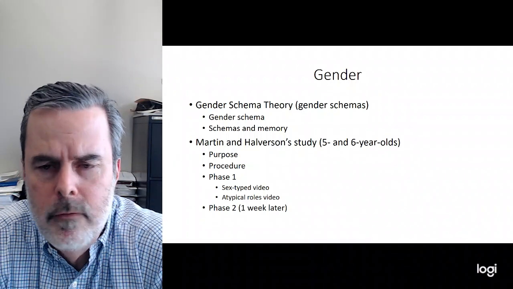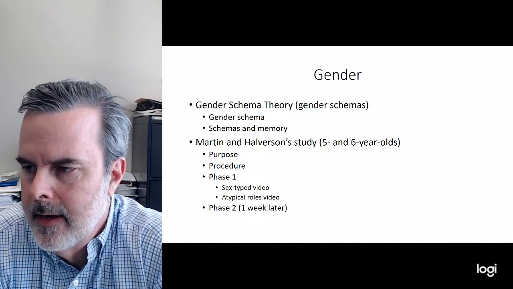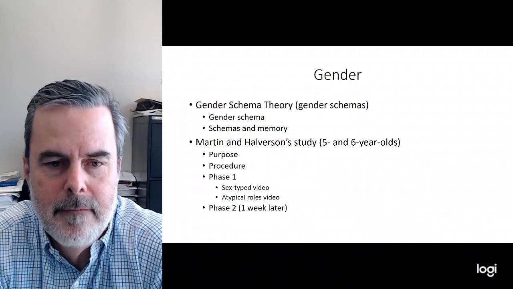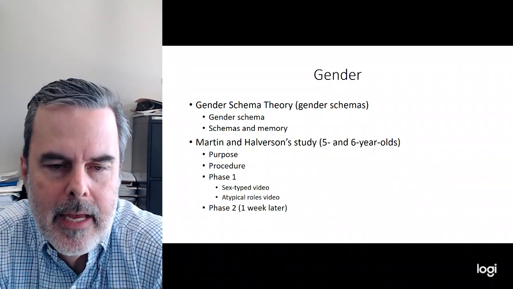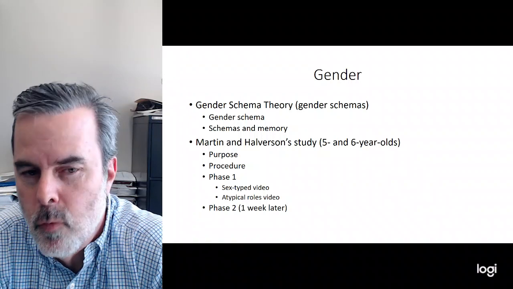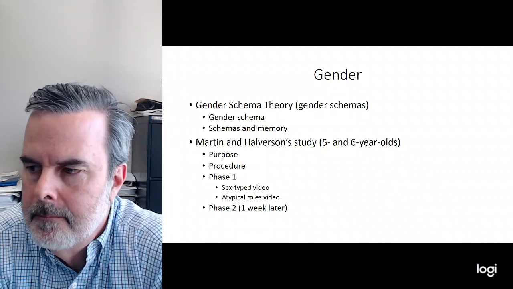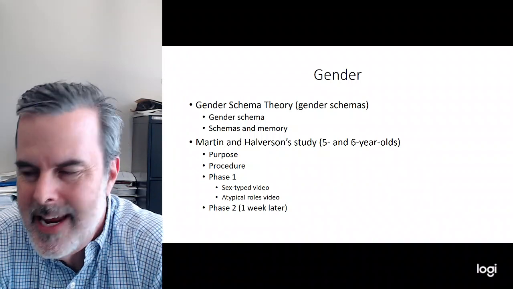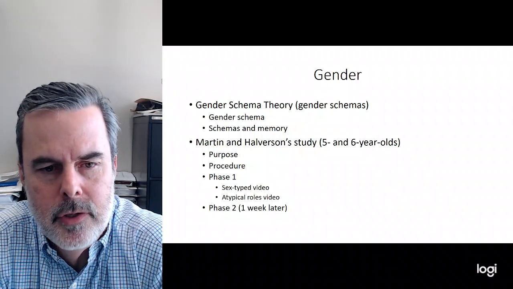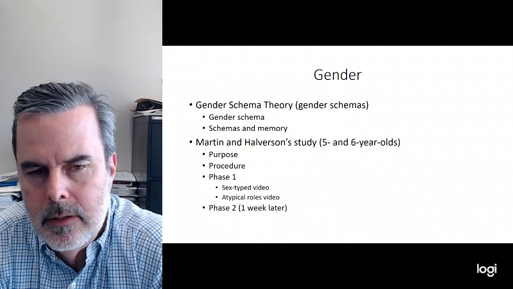So there were 2 phases in the study. I've labeled them phase 1 and phase 2 appropriately. In the first phase, the kids were shown a video of a man and woman playing different roles. And there were 2 conditions which played 2 different videos to the kids.